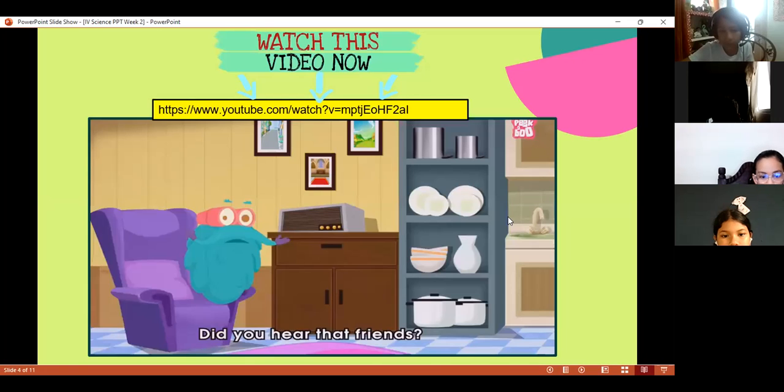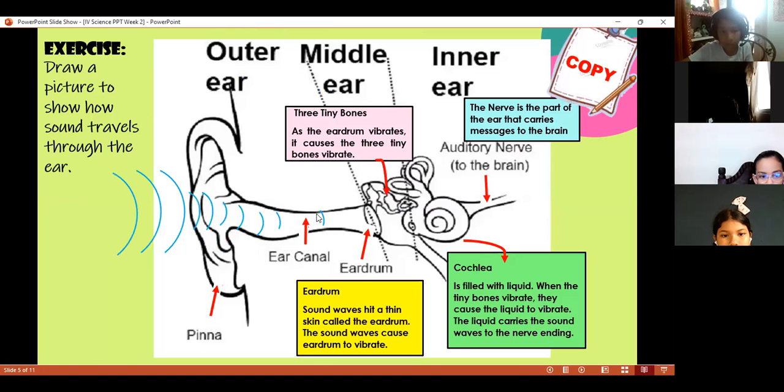Is this one. Now, in your notebook, you're going to draw this, class. You're going to draw the outer ear, the middle ear, and the inner ear. So draw a picture to show how sounds travel through the ear. We're going to draw this in your notebook, class.